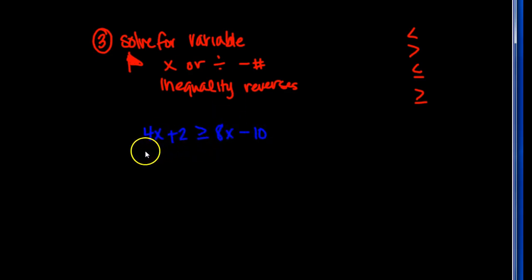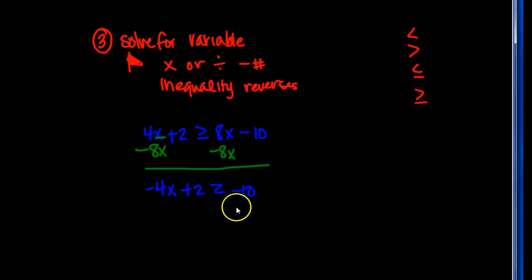Okay, so from here, let's check out what we have. We have things on both sides. We don't have any cleanup to do, but we have x's on both sides. We have numbers on both sides. So let's move this 8x over by subtracting 8x from both sides. So when I do that, 4x minus 8x is a negative 4x, plus 2 is greater than or equal to negative 10.